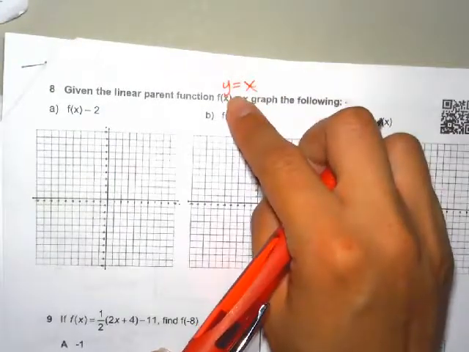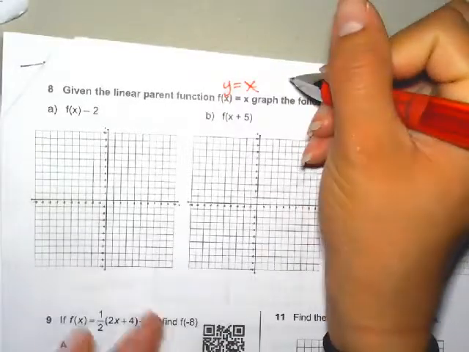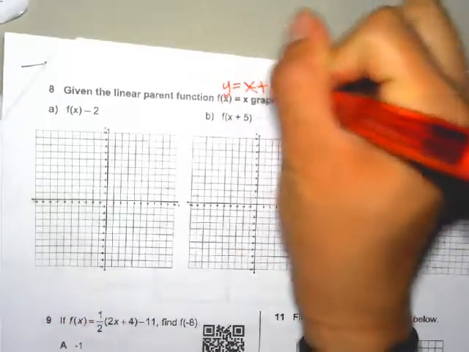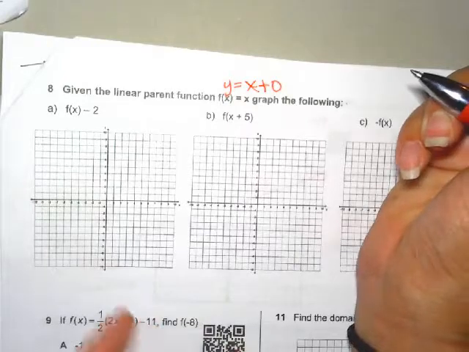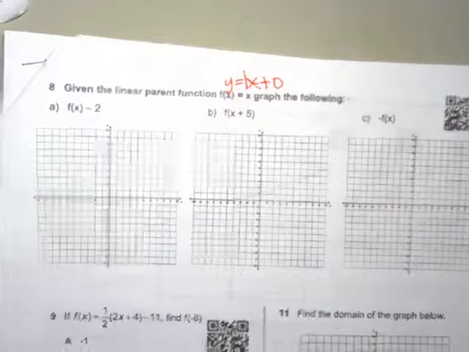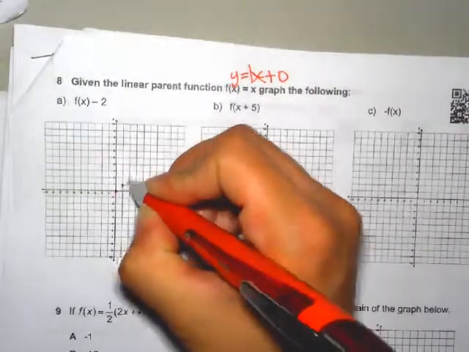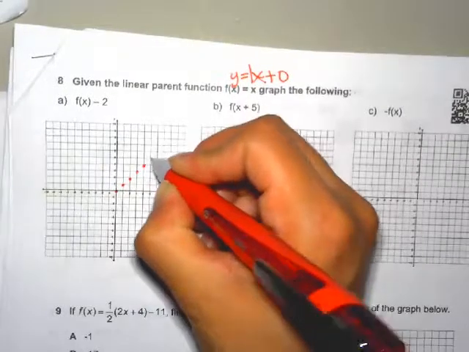What is the y-intercept? Is there some? Can you see it? No. So it's a plus 0. They're not going to put plus 0. You just need to know that. And the slope, there's nothing in front of the x, so the slope is 1. So the parent function starts at 0, 0, and it's going up 1 over 1 because our slope is 1.